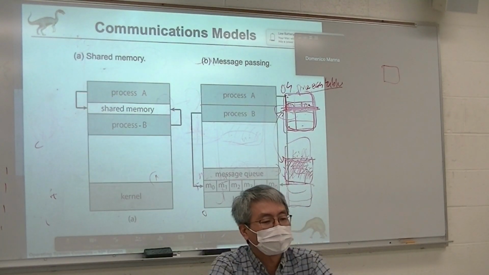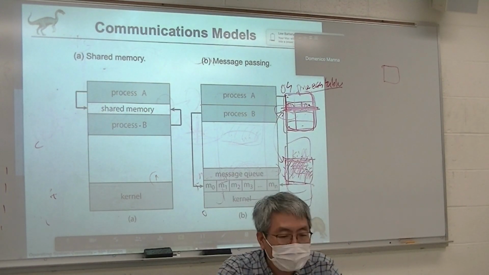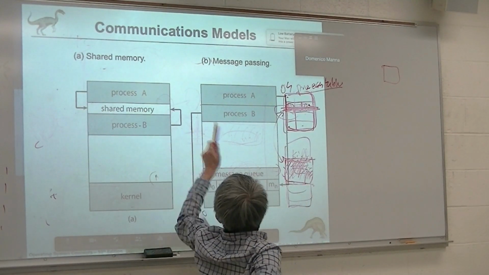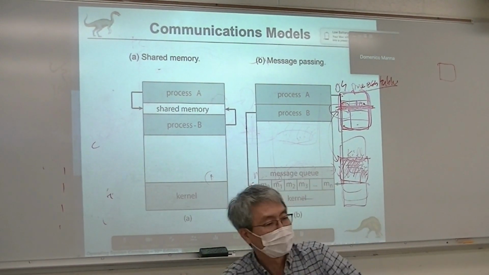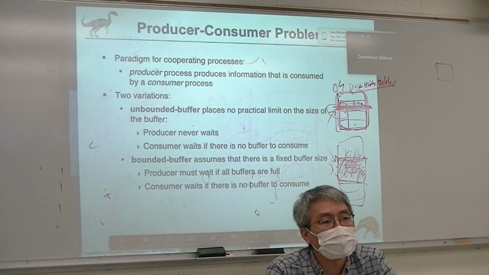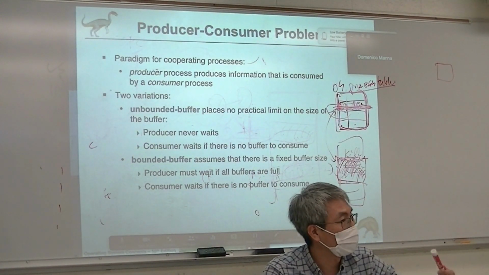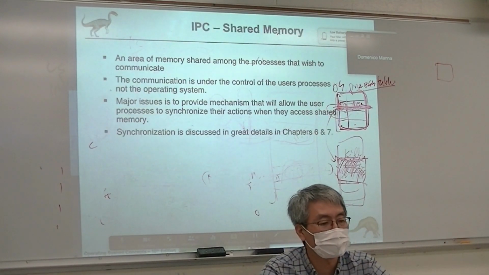Okay, so this is an illustration of shared memory and message passing. Message passing is the pipe. You can create shared memory, or you can create a message queue for the pipe. This is basically based on the producer-consumer model. The producer generates and inputs the data, and the consumer reads the data.